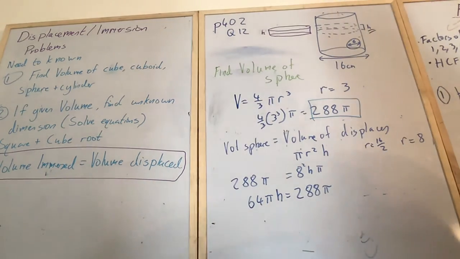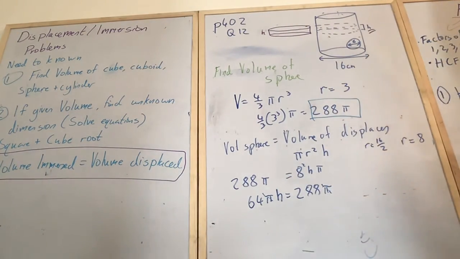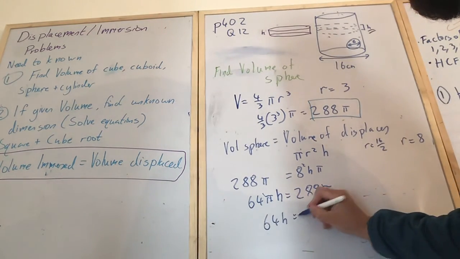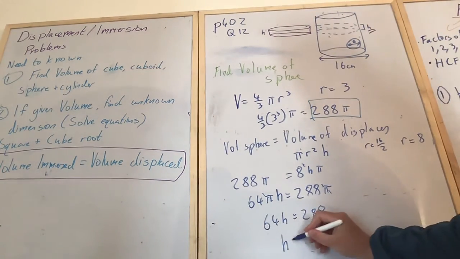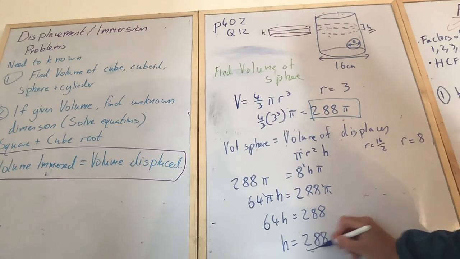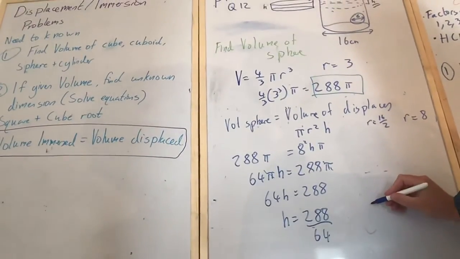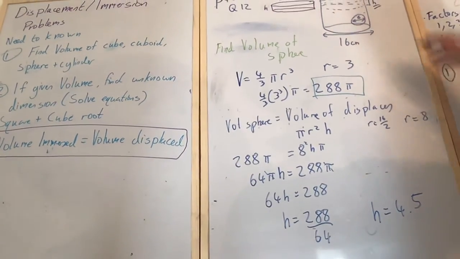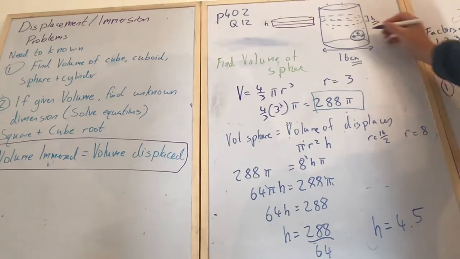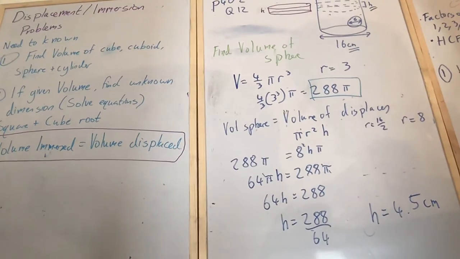As I said, if you did give pi a value, it wouldn't matter. We leave it in terms of pi because we could simply cancel our two pi's. We're left with 64h equals 288. That's 64 multiplied by h. The opposite of multiplication is division, so we do 288 divided by 64, and h will equal 4.5. We go back to the question and see that our units were centimeters. So the water displaced would be 4.5 centimeters, and that would be our final solution.